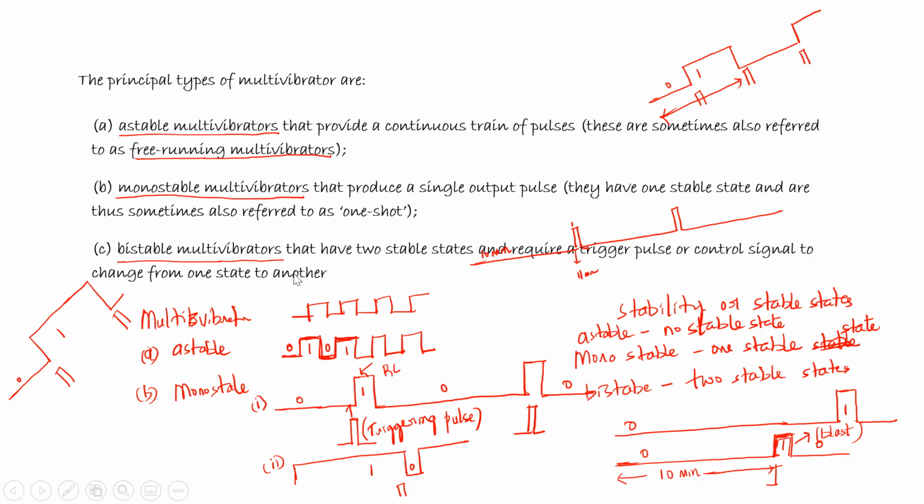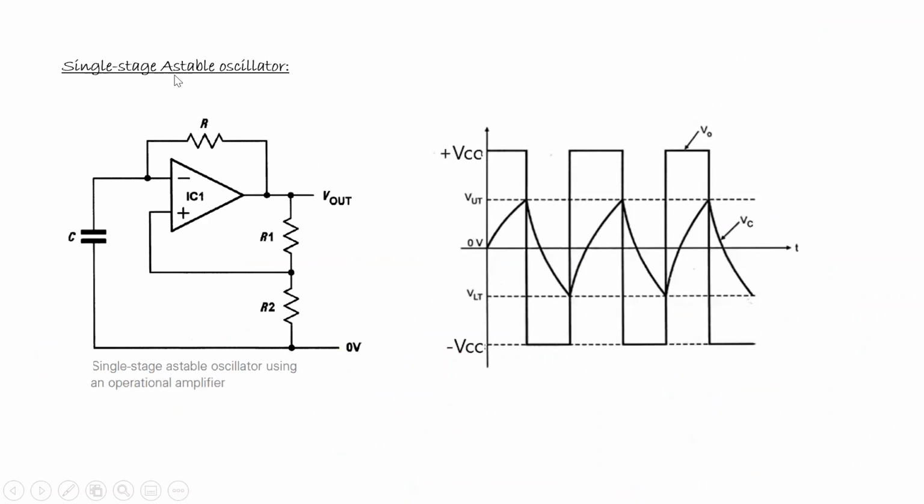Now, after understanding all this, let's move on with an example of an astable multivibrator. This is a very important circuit diagram for understanding.